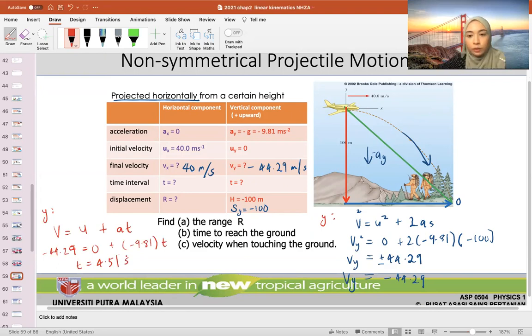4.51. Okay, I have a question. Did you guys get the same answer? Yes. Okay. So my question is, if I find using this equation, using another equation in the x direction, would I get the same answer? Would I get the same answer? Yes.